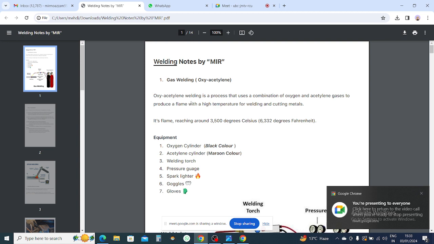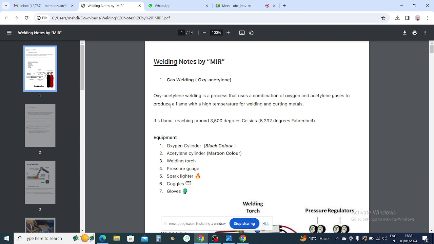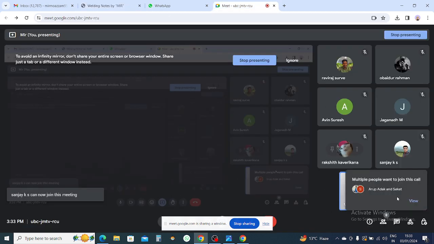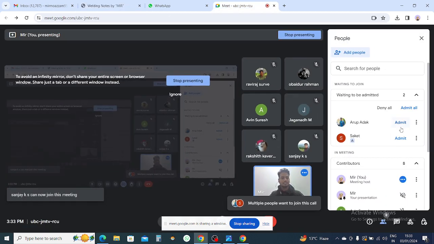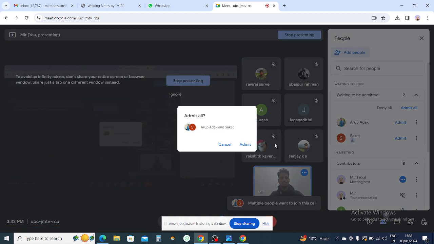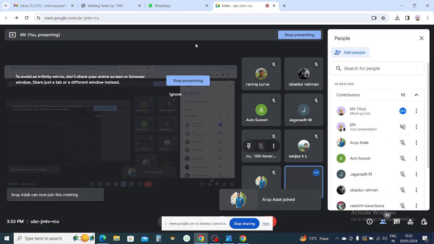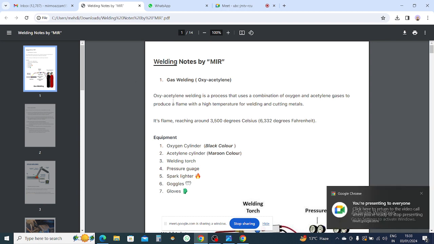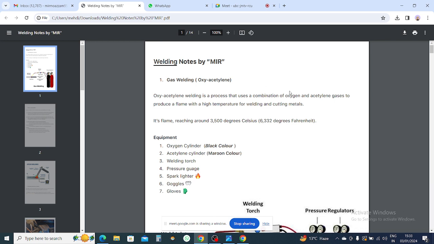Oxyacetylene welding is a process that uses a combination of oxygen and acetylene gas to produce a flame with a high temperature for welding and cutting metals. So it is used for welding and cutting.